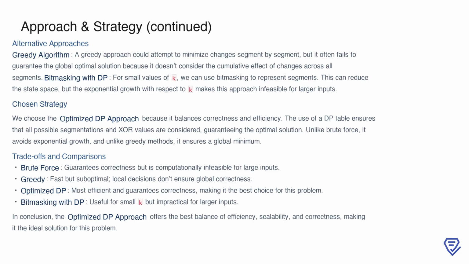Ultimately, the optimized dynamic programming approach strikes the best balance between efficiency and correctness. By leveraging a DP table, it systematically explores all possible segmentations and XOR values to guarantee the optimal solution. Unlike brute force, it avoids exponential growth, and unlike greedy methods, it ensures global correctness. While bit masking may be useful for small K, the optimized DP approach is the most scalable and reliable solution for this problem. It is therefore the chosen strategy, offering the best trade-off between correctness, efficiency, and practicality.